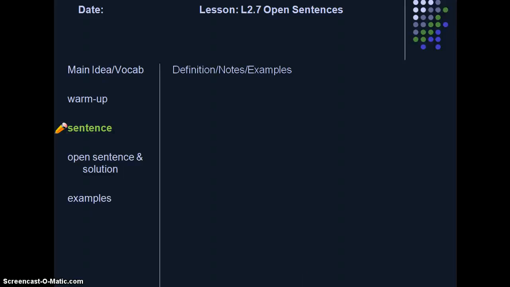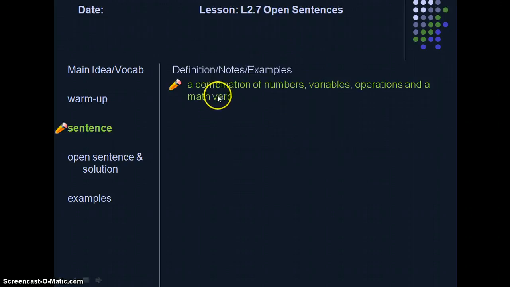First, we are going to define a sentence. Since the title of the lesson is 2.7 open sentences, before we talk about an open sentence, it makes sense to know what a sentence in math is. Slightly different than a sentence in language arts. It is a combination of numbers, variables, operations, and a math verb.